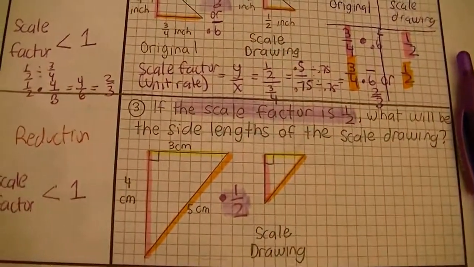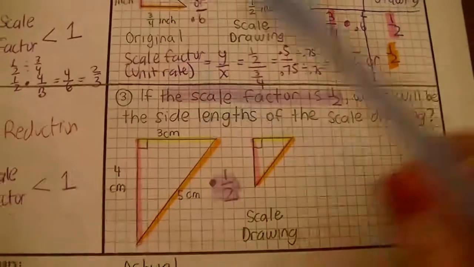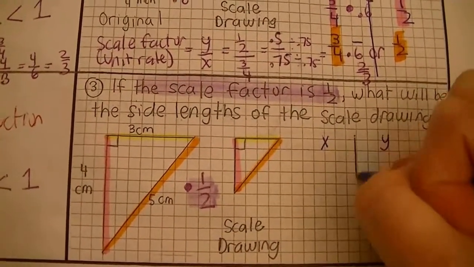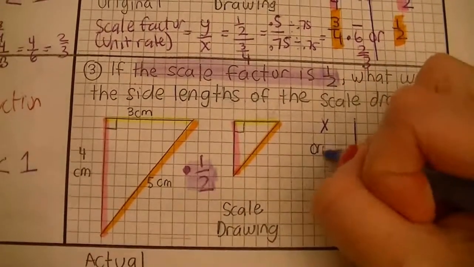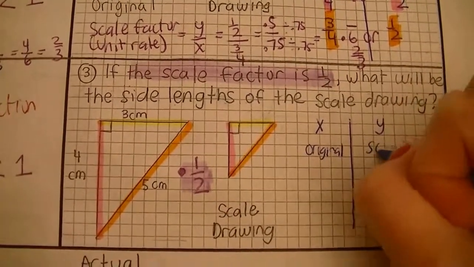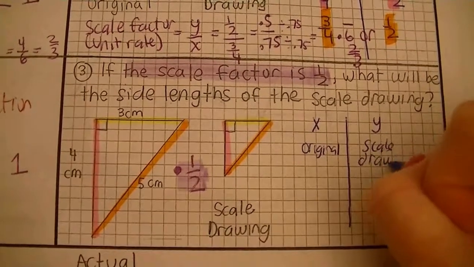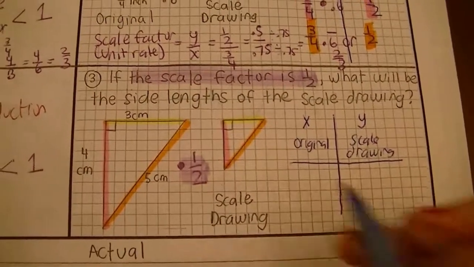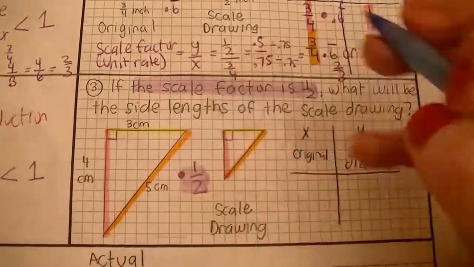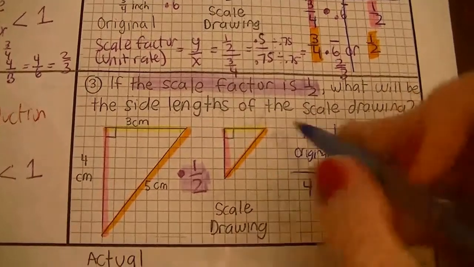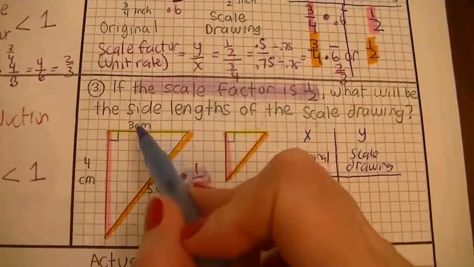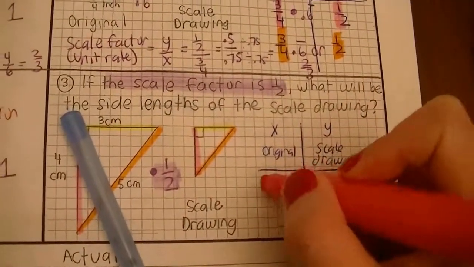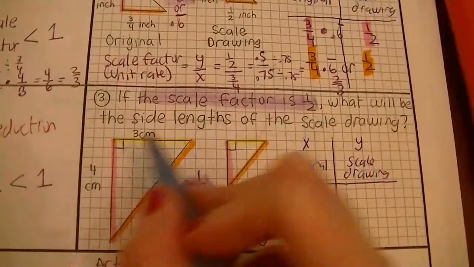Okay, and let's go ahead and set up your table just to be consistent with how I'm teaching you how to do this. This is the original and the scale drawing. Okay, and right here, this is 4 centimeters. And this one right here, oops, let me go ahead and highlight that. Just don't get confused. And then right there is 3 centimeters.